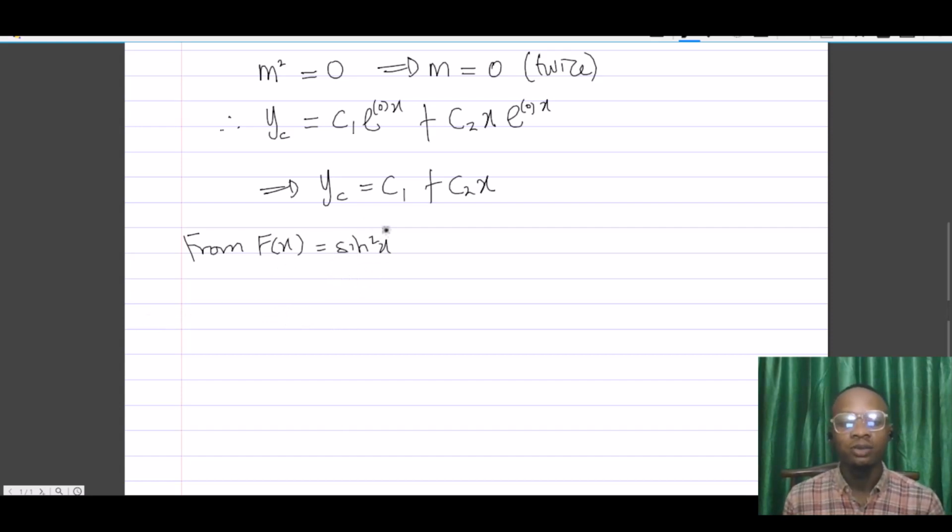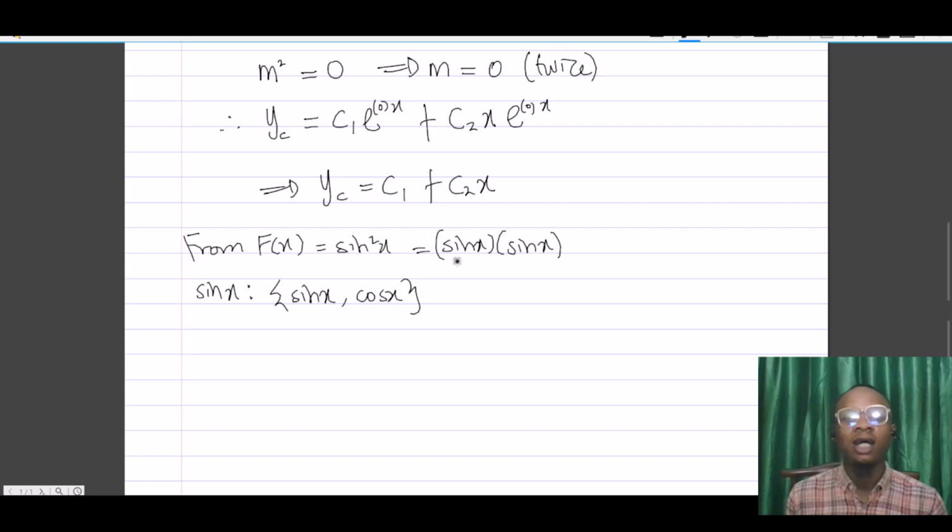So what you just need to know here is that this is a product of sine x and sine x. So this is just sine x multiplying sine x. So you can leave it as it is. And if you do, that means the only component here will be sine x, and its UC set is sine x and cos x. And that's the only component you have present.